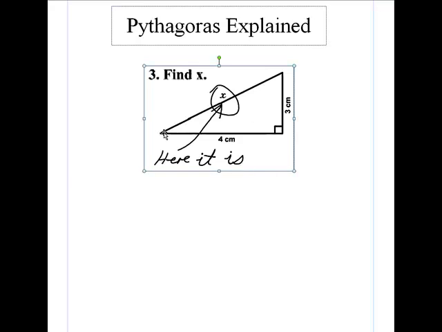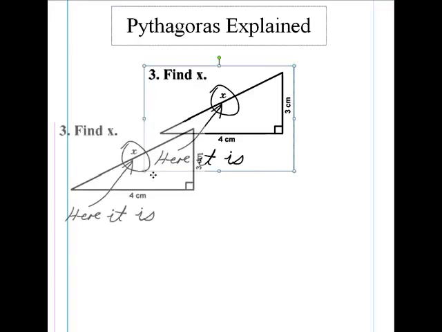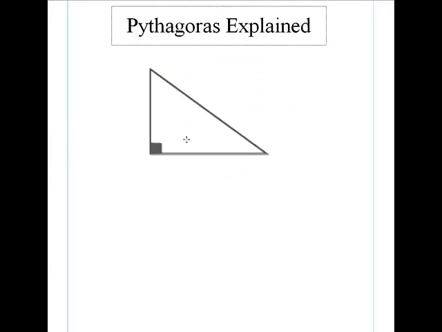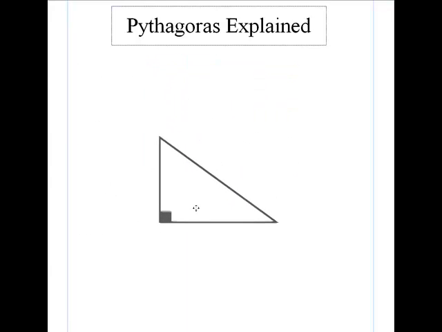Pythagoras' theorem always starts with a right angle triangle. The right angle triangle here, where we have two short sides and one long side. The short sides join up to make the right angle. The long side is always opposite the right angle. So let's get a clear example. Here is our right angle triangle.